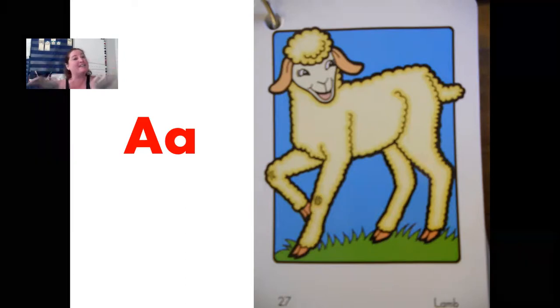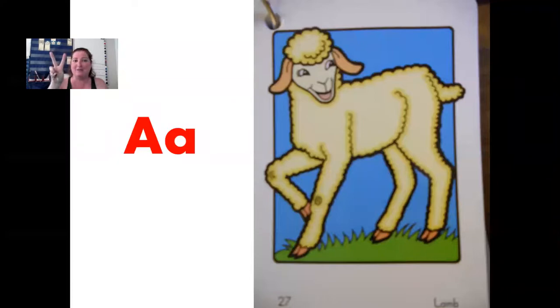So A, it's a vowel. So you know that it has 2 sounds, okay? So it has the short sound and the long sound. A and A. Good job. All right, let's go ahead and go to our next one.